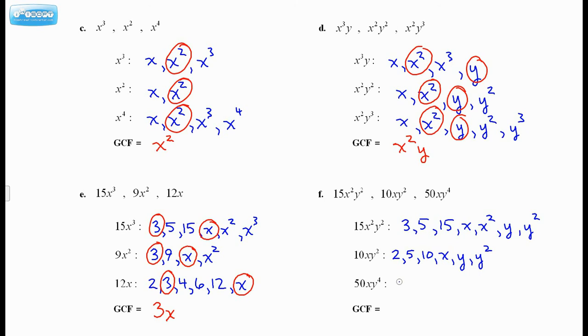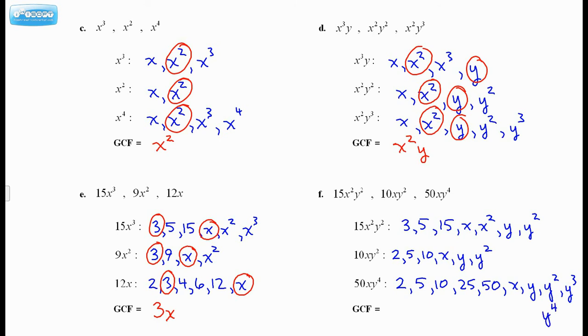50. Oh boy. Well, that's 2 times 25. And this is 5, 10, 25, 50. I think I'm going to run out of room here, but that's okay. X, and y, y squared, y cubed, and I'll just squeeze this other one down here, y to the 4th.